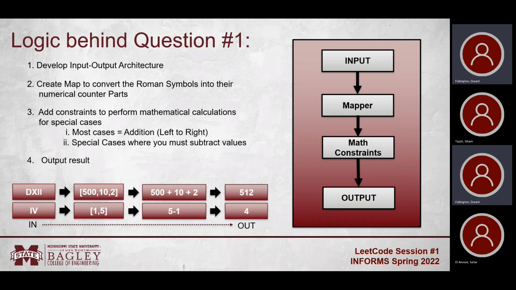For a special case such as 4, we're given the values in a different order. Instead of largest to smallest, we have a small one, then a large one. So it's 1 and 5. Instead of adding, now we want to subtract those two, which gives us 4 as our output. The next step will show us the code implementation of this logic and how we're going to handle these special cases.